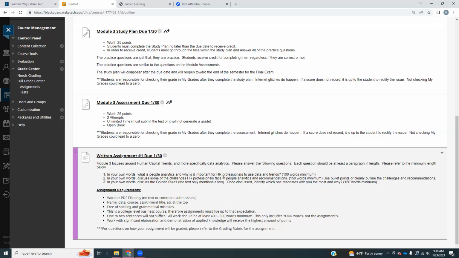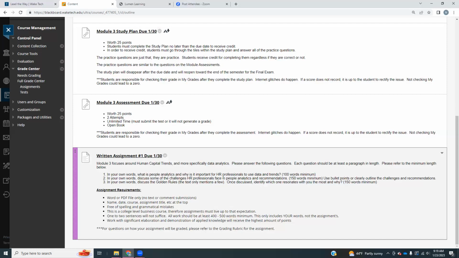I want you to use bullet points, so clearly outline what the challenges are, and then clearly outline what those recommendations are in an outline form, not full sentences, just write them out. And then write a small paragraph summarizing what you've outlined. That's a great way to achieve those 150 points or 150 words.